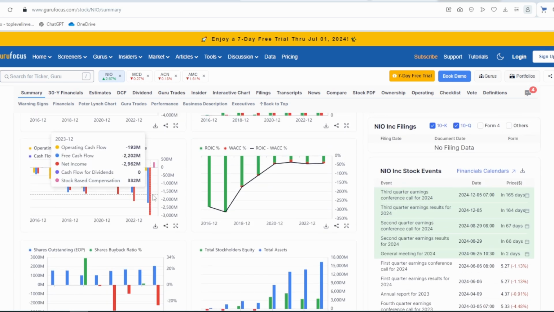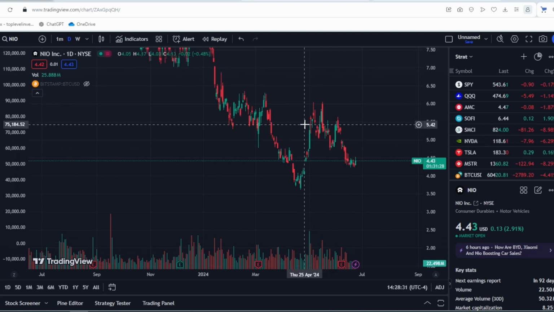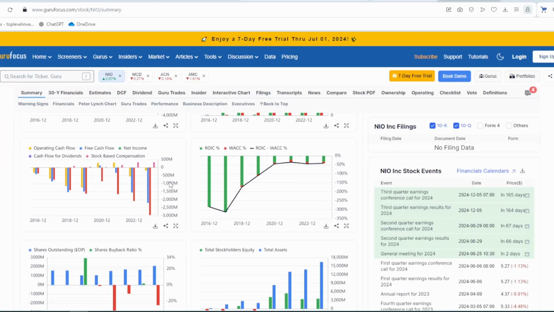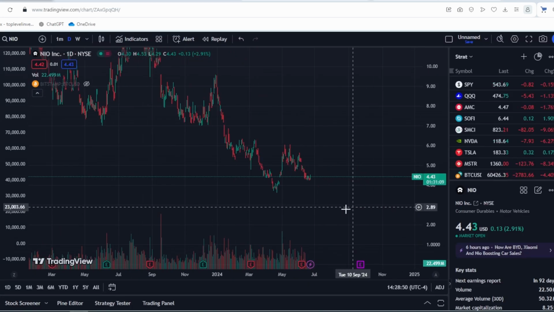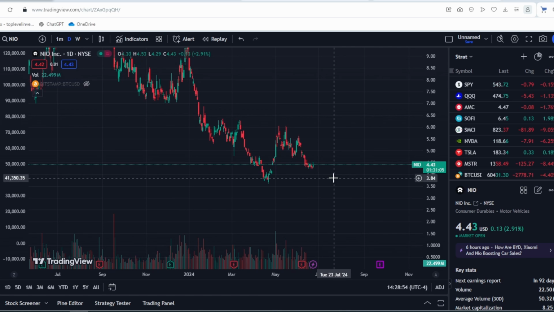Other indicators are generally looking okay, considering the company is still developing. Indeed, the company is currently unprofitable and will continue to be so in the near future. However, if you believe in the company, it has the potential to grow significantly. Now, let's look at where the price might go in the near term.